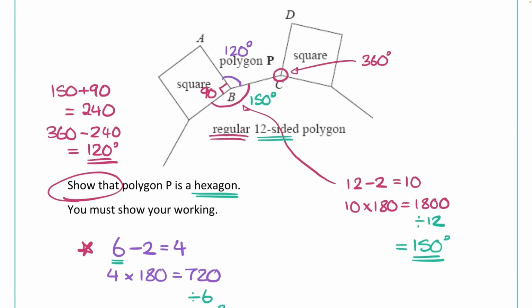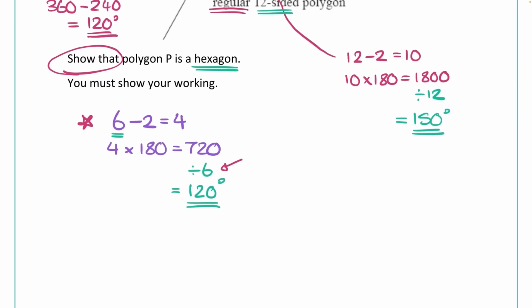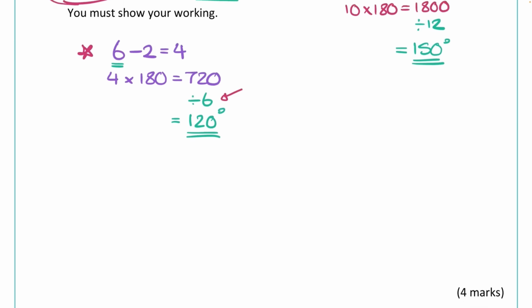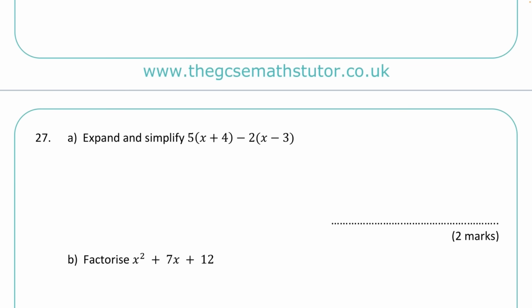Not forgetting, if you have an irregular polygon that you have to work out, the first part of the working is identical. We just don't do this step here for a regular polygon. So we wouldn't have to divide by 6 because all the angles would be different if it was an irregular polygon. So there we go. That is some angles in polygons.